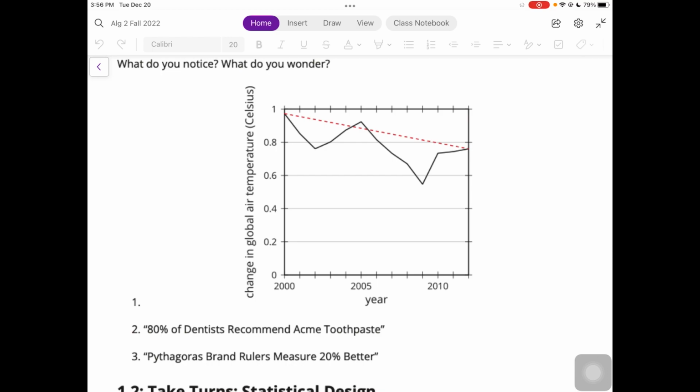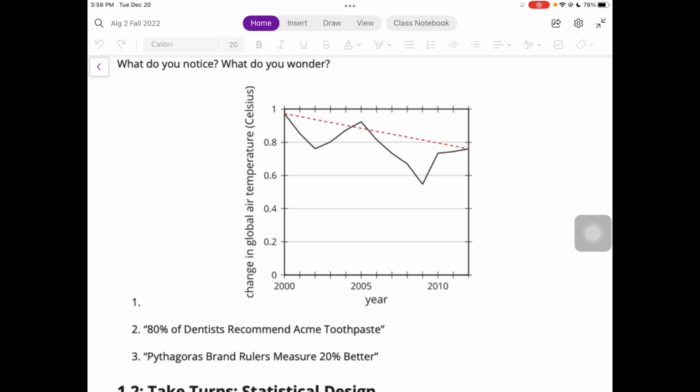So the first thing, we have this graph, and it has change in global air temperatures in Celsius along the dependent variable, the y-axis. And then along the x-axis, the independent variable, we have the year starting at 2000 and going up to, looks like 2012. All right, and then we have this dashed line, and a solid kind of jagged line. So what do we notice and what do we wonder here about this graph?